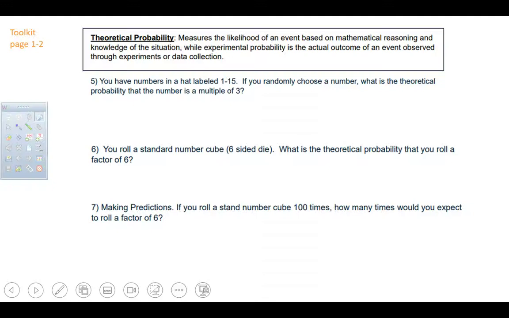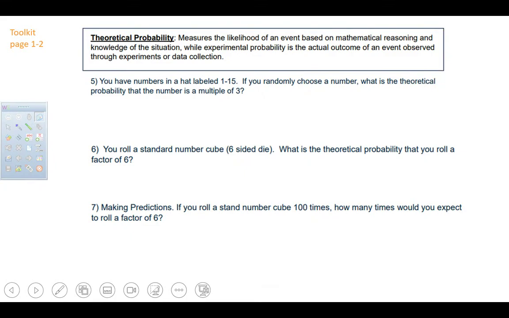Yesterday we did experimental probability. Today we're going to do theoretical probability. So by the end of the class, I need you to know the difference between the two and then how to actually do them. Experimental probability, somebody is physically doing something to get you data.